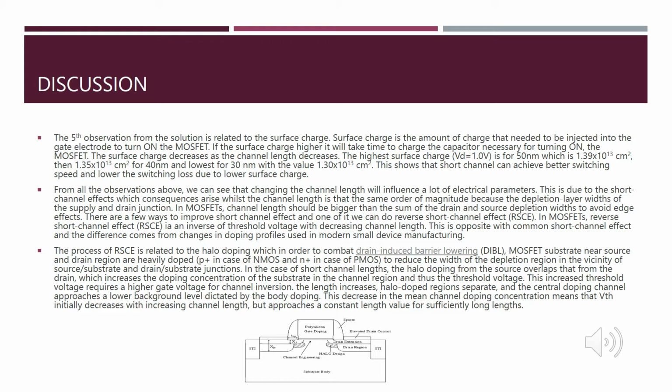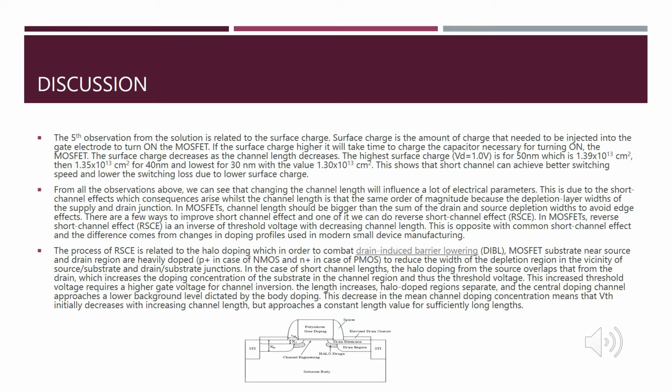The highest surface charge is for 50 nanometer, which is 1.39 power of 13 per centimeter square, then 1.35 power of 13 per centimeter square for 40 nanometer, and the lowest is for 30 nanometer with the value of 1.3 power of 13 per centimeter square. This shows that a short channel can achieve better switching speed and lower switching loss due to lower surface charge.